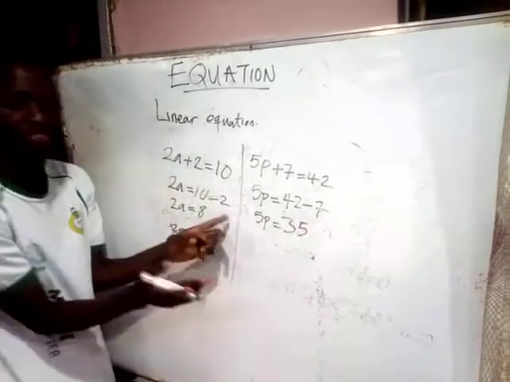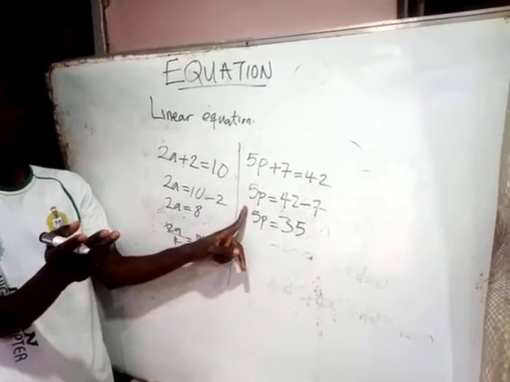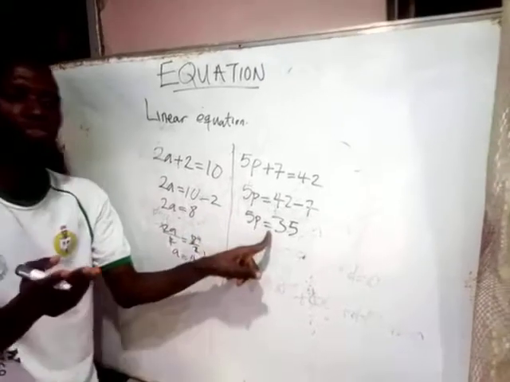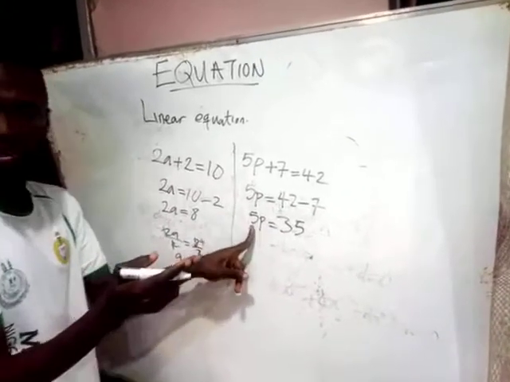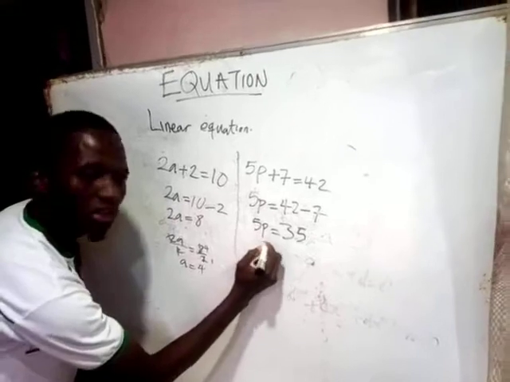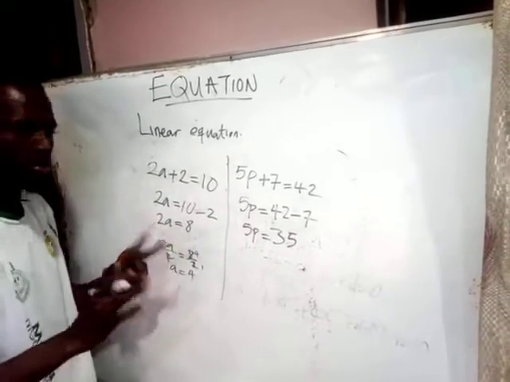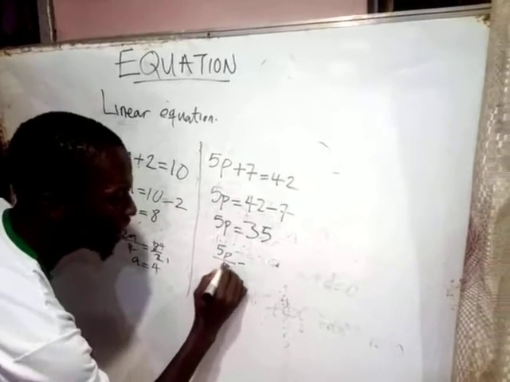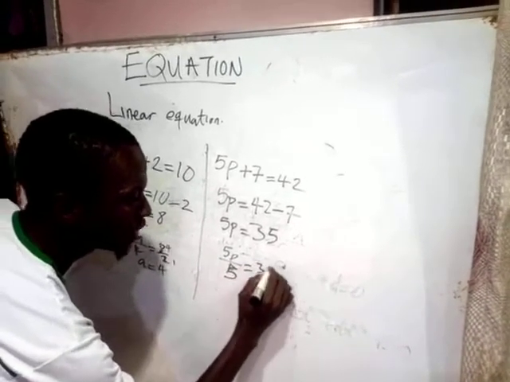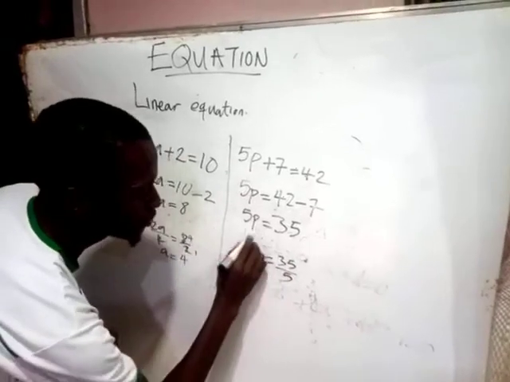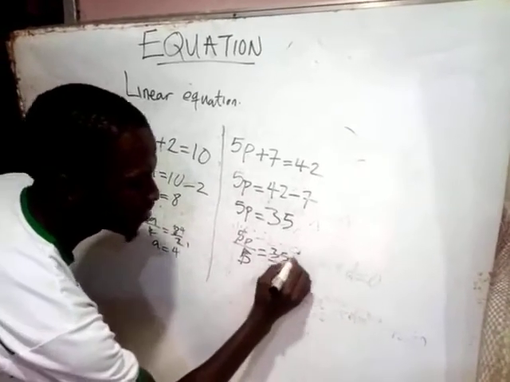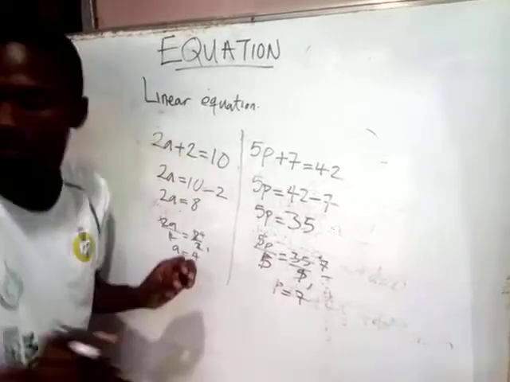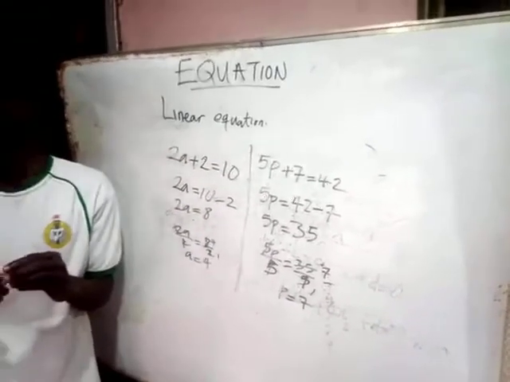So here, what is disturbing p? 5. Divide both sides by the coefficient of p. The coefficient of p here is 5. Make sure you are detailed in your theoretical aspect. So it will be 5p over 5 equals 35 over 5. 5 cancels 5, and 35 over 5 is 7. So p is equal to 7. It's as simple as that. Is it clear?